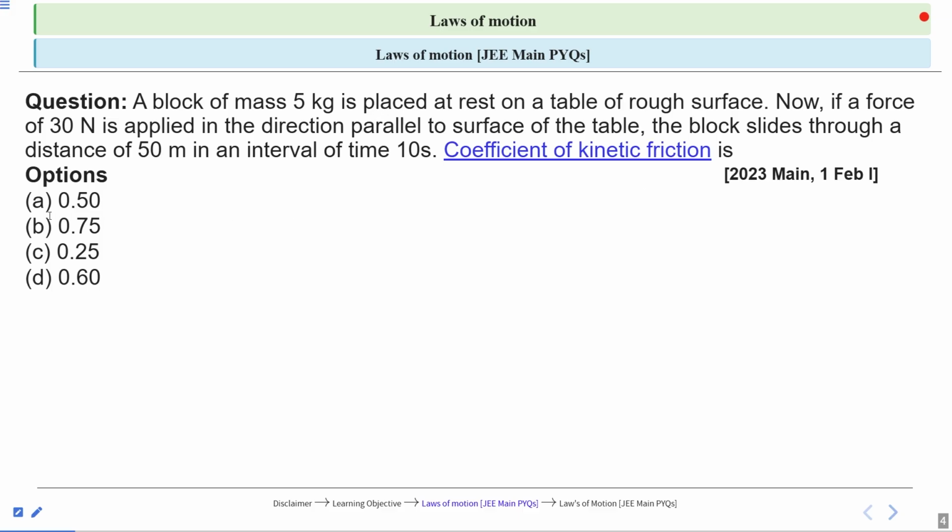The given options: option A is 0.50, option B 0.75, option C 0.25, option D 0.60. So which option is correct? Please solve this question. You have some time.